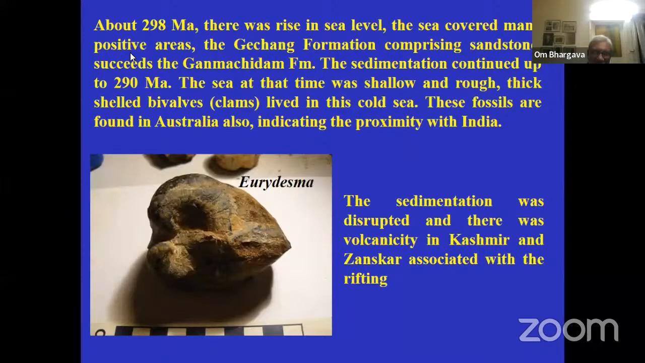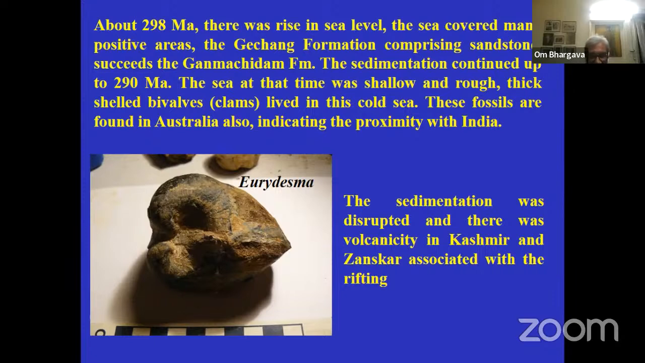Now, about 298 million years ago, the sea covered many positive areas. The Ketchum formation comprising sandstone was deposited, because when the glaciers melted, the sea level rose. It was not a very high level. The basin was too shallow, and in the shallower part, the Ketchum formation was deposited. So this marks a discontinuity or disconformity, with Ketchum over the older formations. In some places it is over the Mut, some places it is over the Dipak. And this is how the sedimentation continues up to 290 million years.